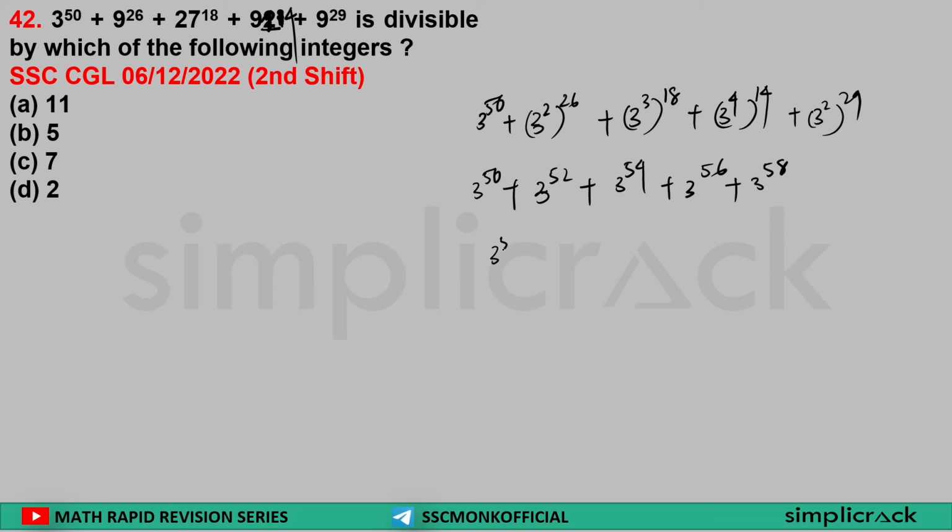So now what I'll take, 3 to the power 50 common, so it is 1 plus 3 square is 9 plus 3 to the power 4 is 81 plus 3 to the power 6 is equal to 729 plus 3 to the power 8 is equal to something. Okay, then I will add it and I will find the answer. So right now this is homework for all of you.